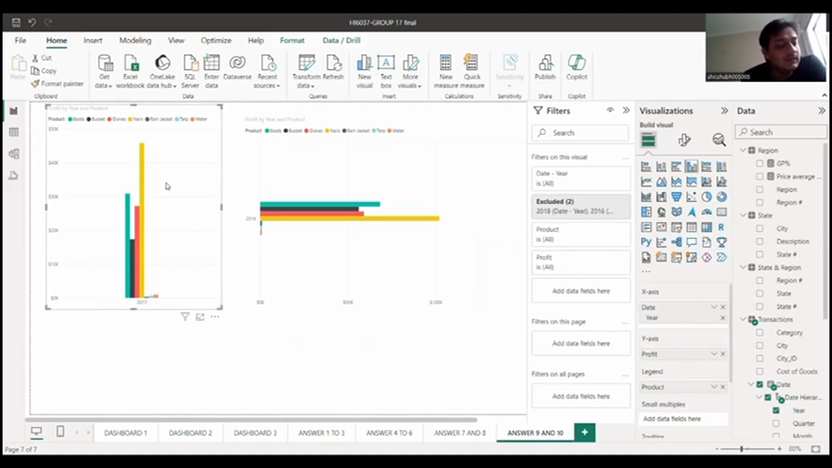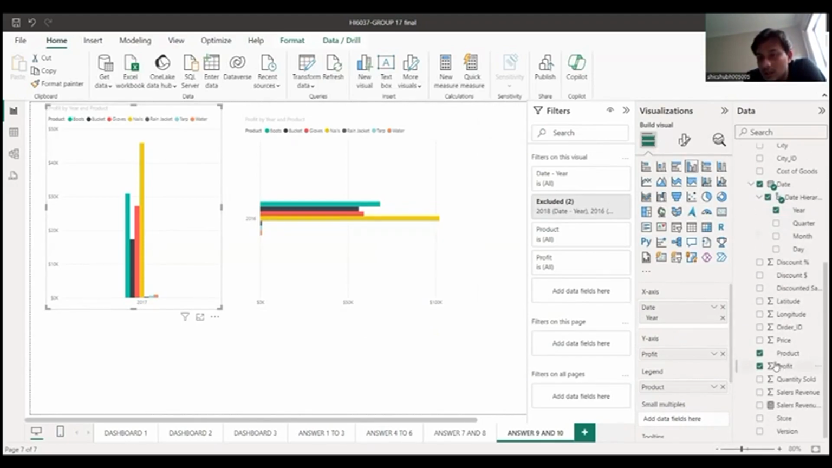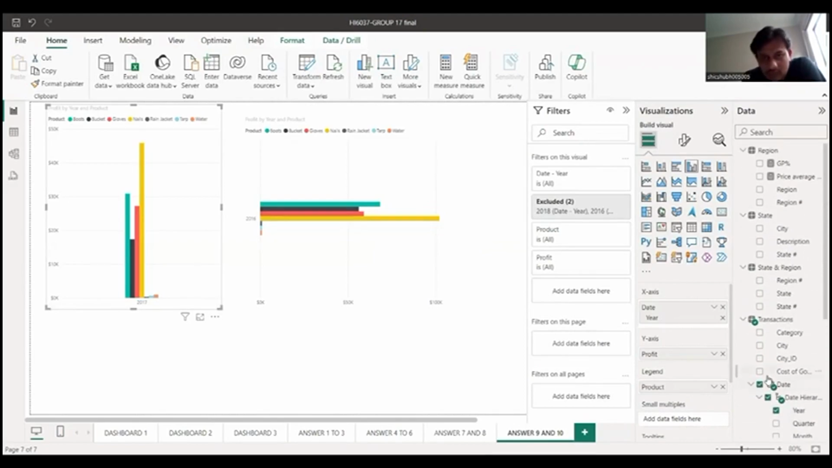Ninth question: in the year with the lowest gross profit, which product had the lowest profit and how much is that? For that, I use a clustered column chart. I choose year, product, and profit, and I found that in 2017, rain jacket has the lowest profit, which is 320.71.